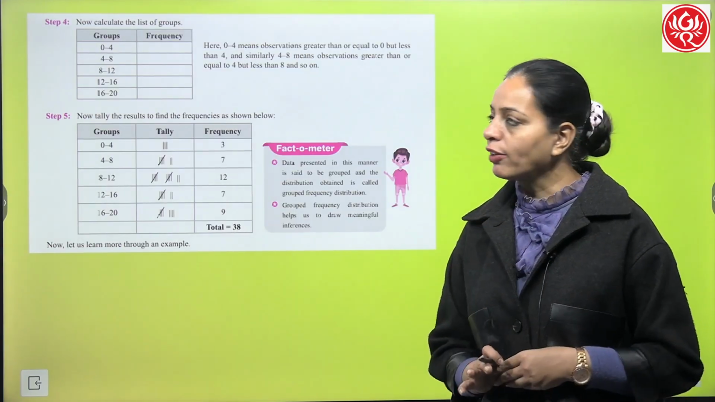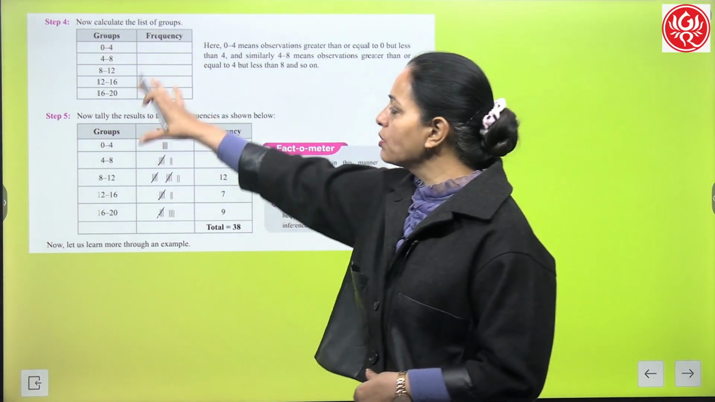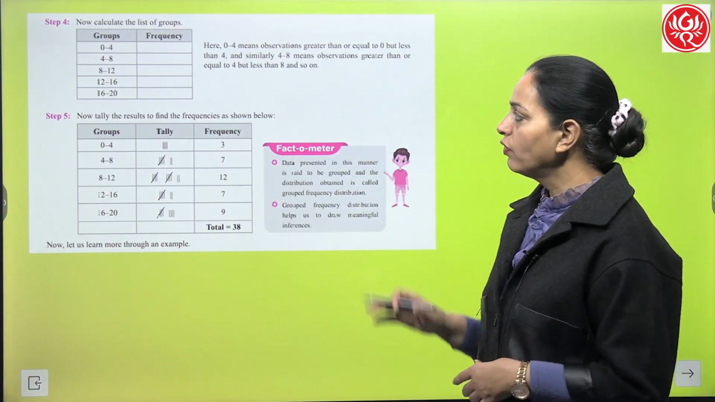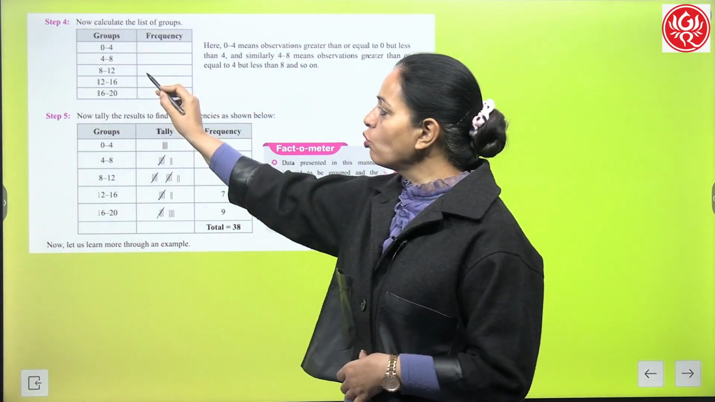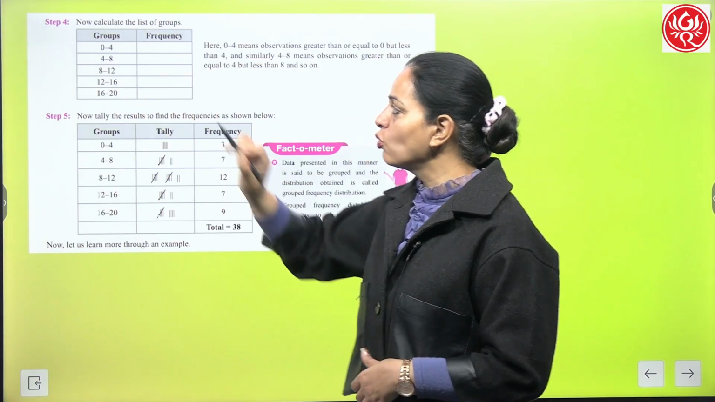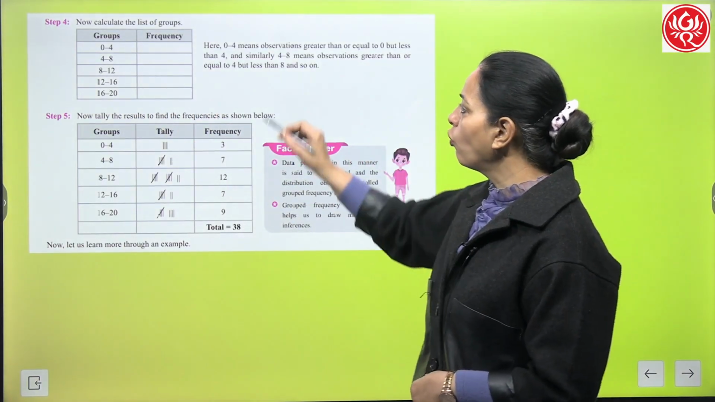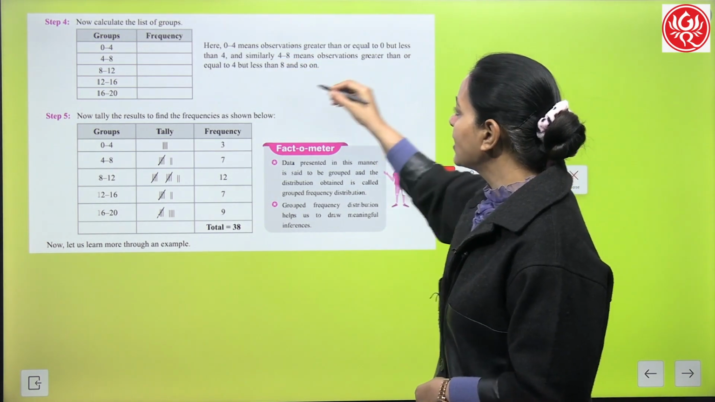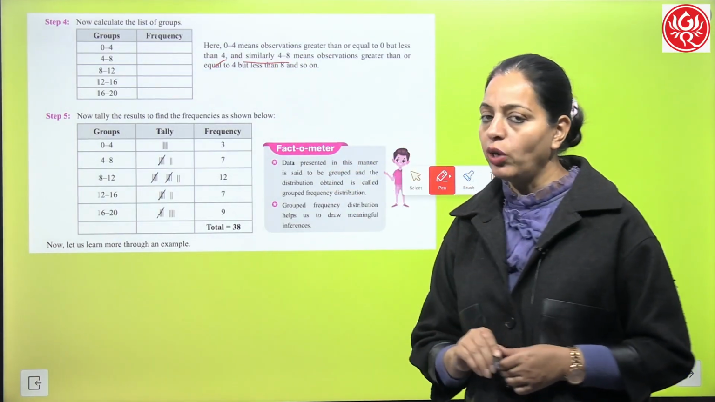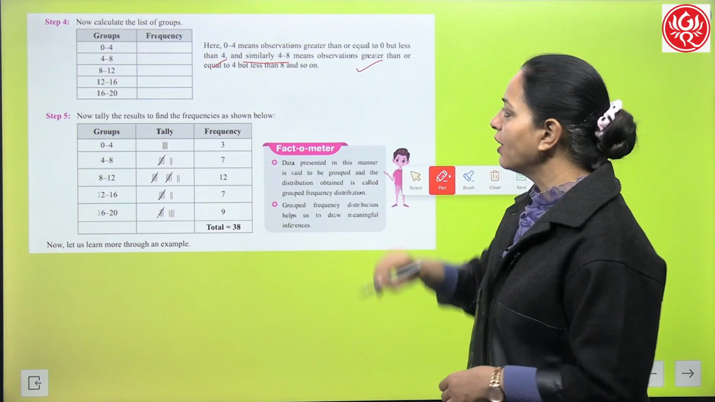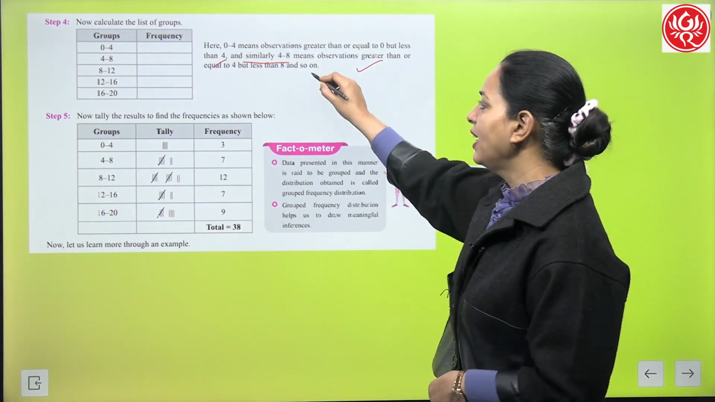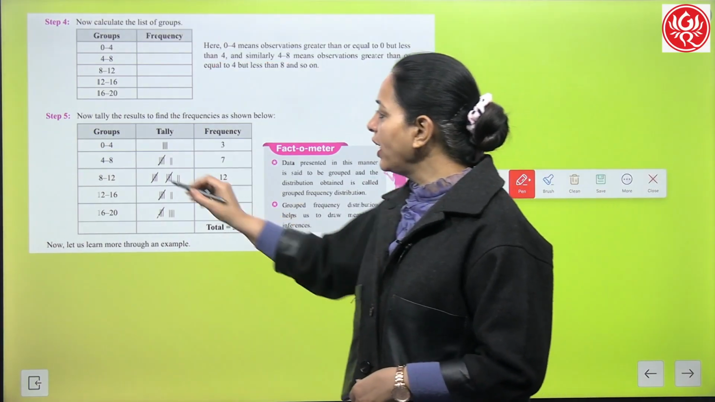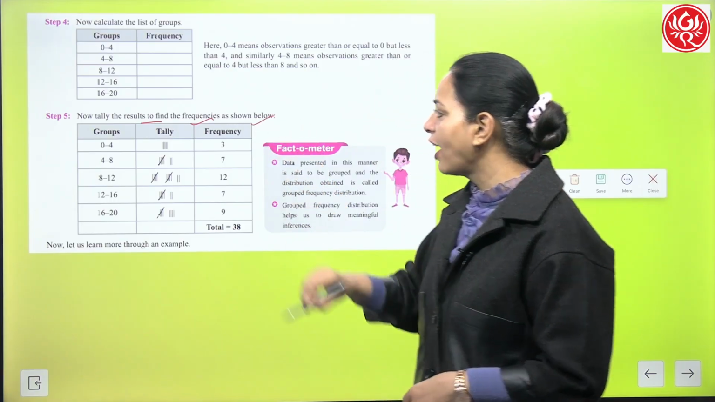Step 4. Now calculate the list of groups. Here groups, here frequency. So we are starting from 0. So 0 to 4, then 4 to 8, then 8 to 12, 12 to 16, 16 to 20. So here 0 to 4 means observations greater than or equal to 0 but less than 4. And similarly 4 to 8 means observations greater than or equal to 4 but less than 8, and so on, right? Now step 5. Now tally the results to find the frequencies as shown below.